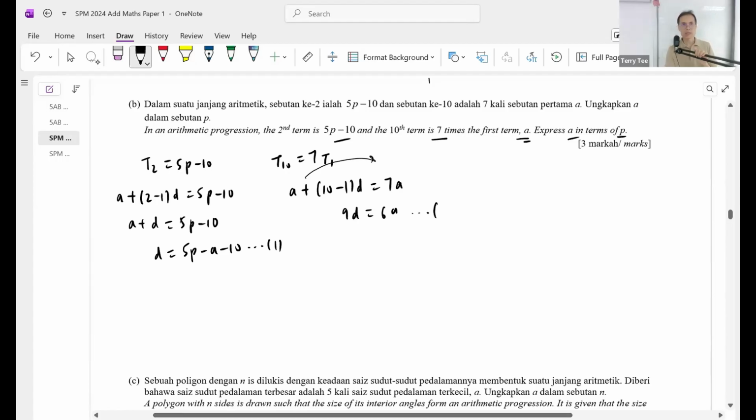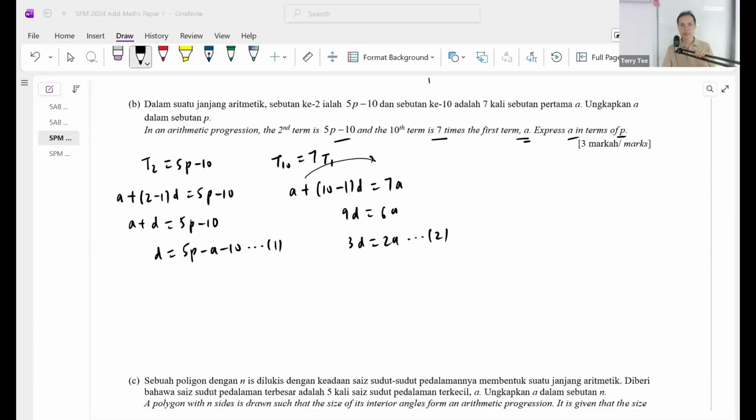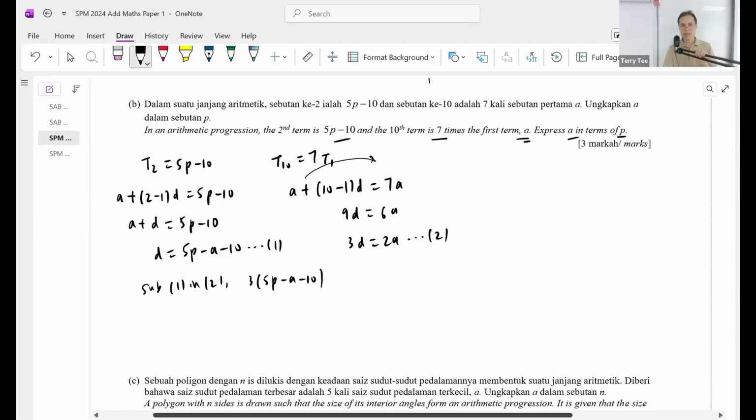Maybe I can make d the subject, or we can just substitute d from equation 1 inside equation 2 directly. Before we substitute, notice 9 and 6 we can also simplify. You can divide by 3. You get 3d equals 2a. Call this equation number 2. Now let us substitute equation 1 inside equation 2. So don't write d, write 3 times (5p minus a minus 10) equals 2a. Expand the bracket: 15p minus 3a minus 30 equals 2a. Bring your a to the right-hand side. 15p minus 30 is now 5a.